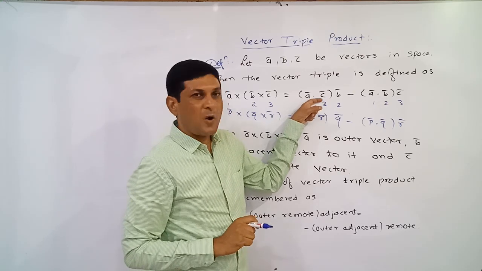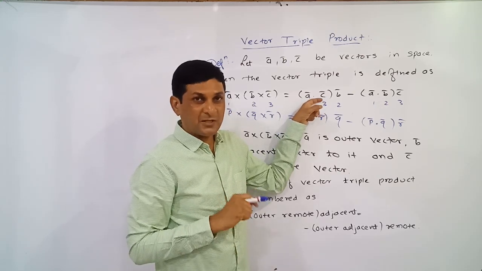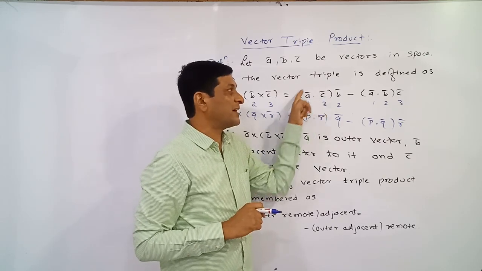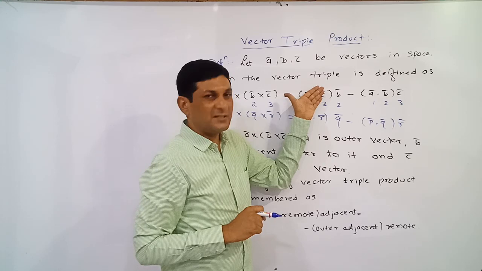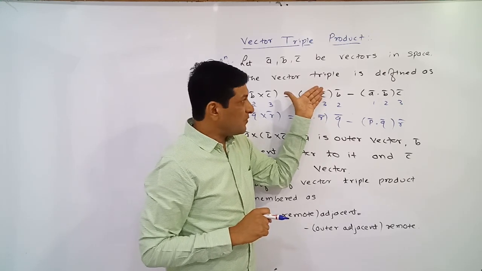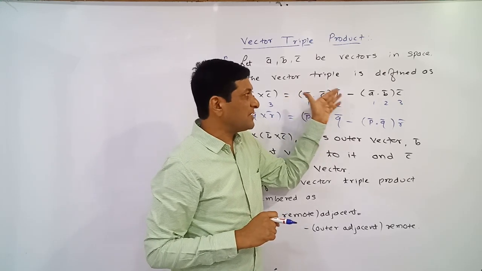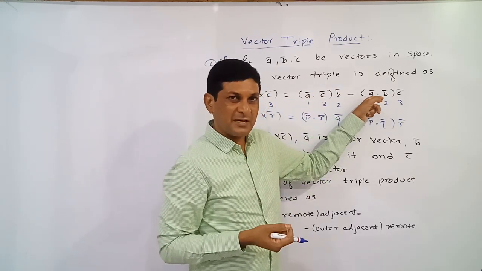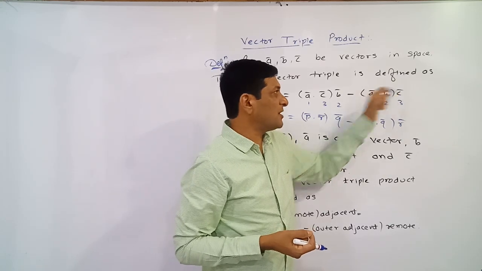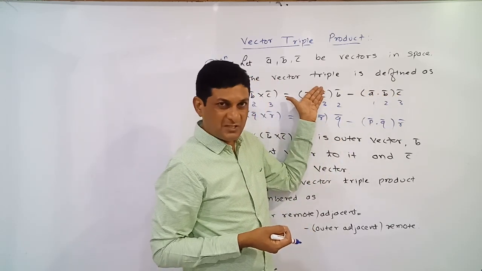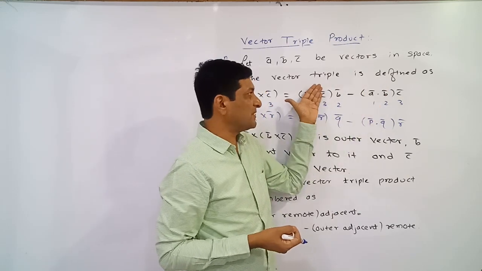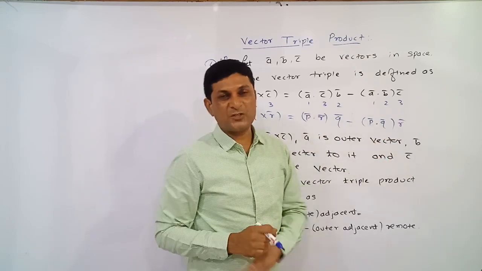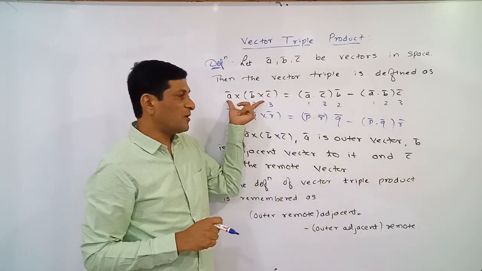Now here A bar dot C bar means the dot product of two vectors, and the dot product of two vectors is which quantity? Scalar quantity. Scalar means here we are getting one number. So this will be one number, and whatever number we are getting, we multiply it by B bar. And here also the dot product of two vectors is a scalar, meaning a number, and that number is multiplied by C bar. Let us denote this number by X and the other number by Y. So what we will get here is X B bar minus Y C bar. Such an expression we will get by applying the definition of the cross product.